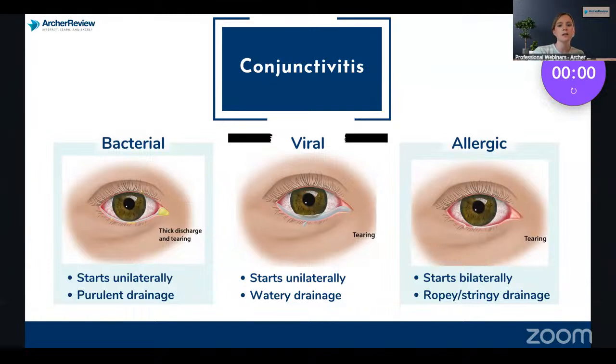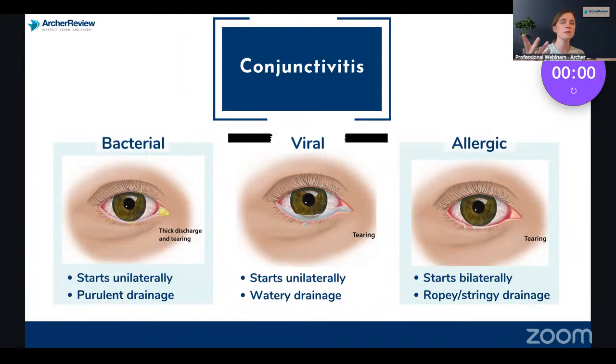Viral conjunctivitis. Sometimes this is a little tricky to differentiate if it's only in one eye, but you'll usually see some other viral symptoms like a cough or runny nose. It's not usually purulent discharge. It's usually more watery or stringy. But these patients can also sometimes get that crusting.